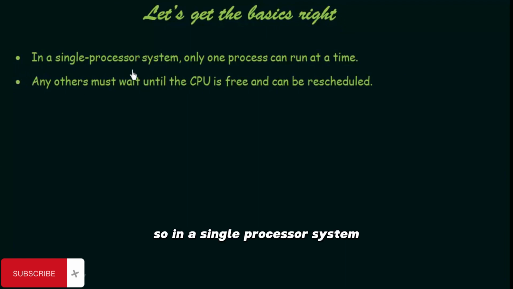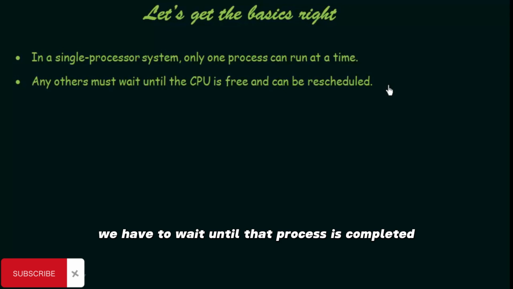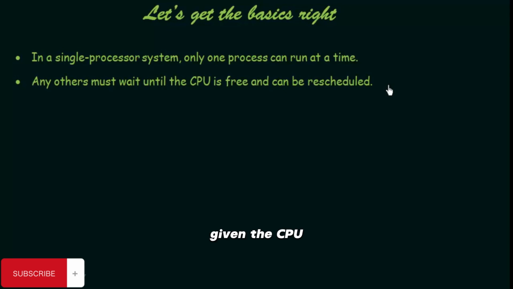In a single processor system, only one process can run at a time. We know that in a single processor system, there is only one processor, and on that one processor, only one process can run at a time. Any other processes must wait until the CPU is freed and can be rescheduled. So when one process is running, we have to wait until that process is completed, and only after that can any other waiting process be given the CPU for its own execution. This is what happens in single processor systems.